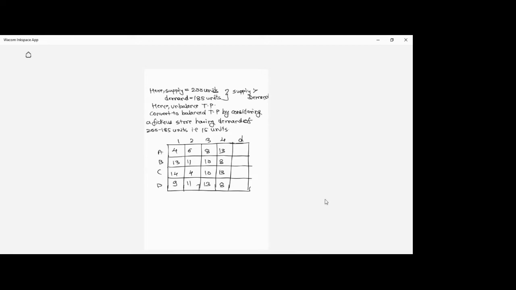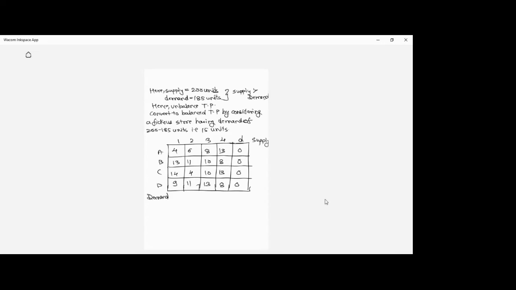So what will be the values here? So here we are going to consider the values as 0, right? So for the fictitious store, the values will be 0. If I'm having a fictitious supply, that is a fictitious factory, then also in this particular matrix we are writing the values to be 0 only, right? So supply will be here, demand will be here.